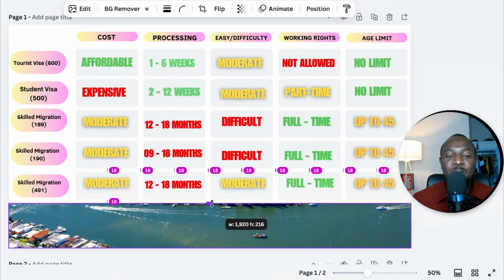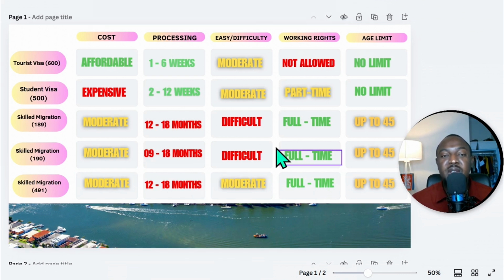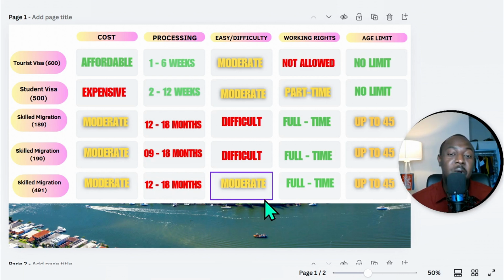We also have skilled migration visa subclass 491. It's similar to 190 and 189, but I'll say this is by far the easiest out of these three. Cost involved too, I'll say is moderate. Processing time is around 12 to 18 months. Easy or difficult, I'll say is moderate, because once you go through the process and you express your interest, you get an extra 15 points. So this will allow you to be selected quickly.